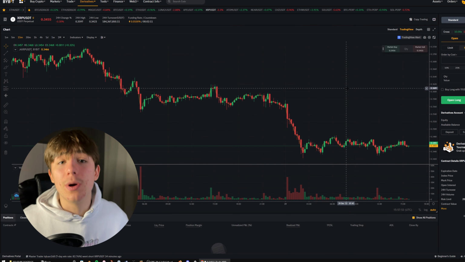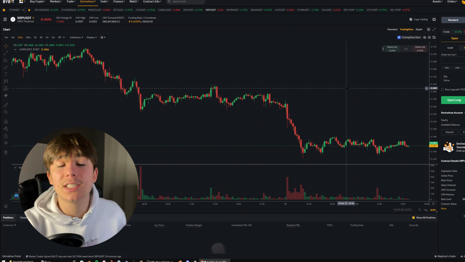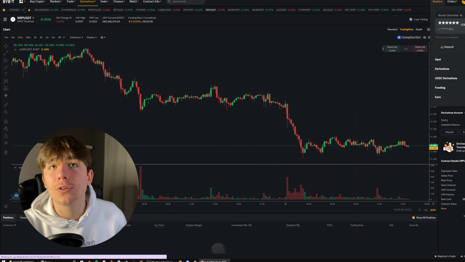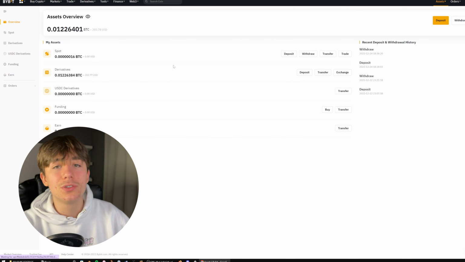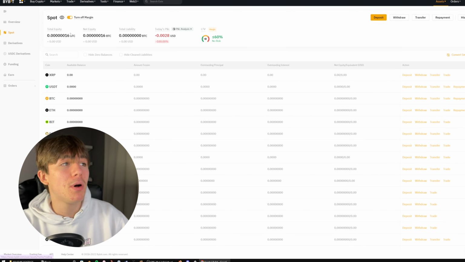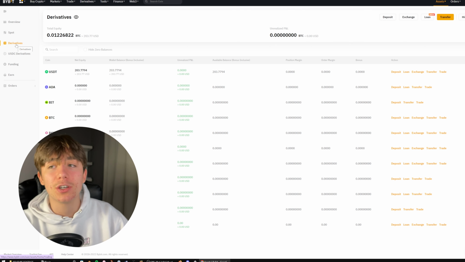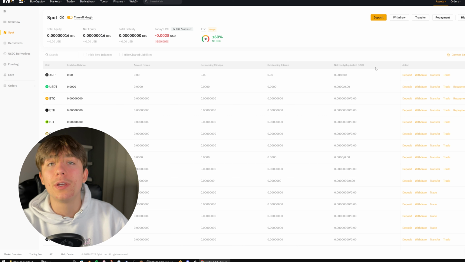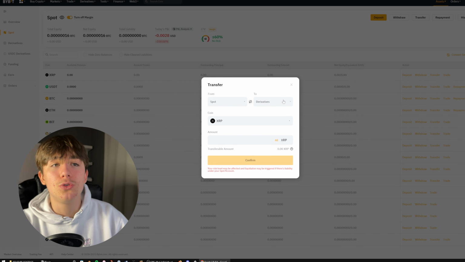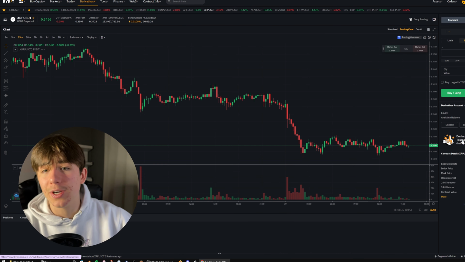So if you put money on Bybit and you want to see your assets, you just simply go to the assets menu right here. You click on your assets, and right here you'll see everything in your portfolio. Something very important to know is that if you want to trade leverage, you need to move the money from your spot account to your derivatives account. You can simply do it by going to transfer and then saying that the spot needs to go to derivatives, and then you can trade right here.